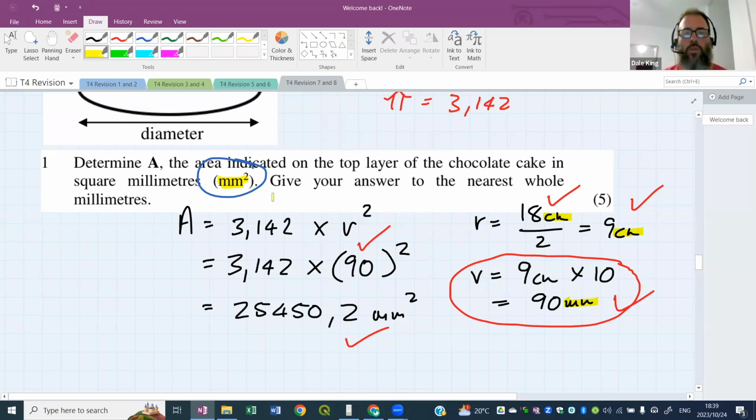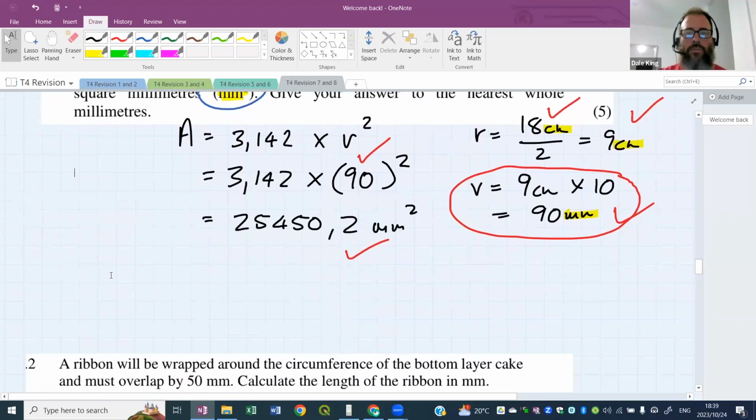So they're trying to trick you with a lot of little calculations that you have to do before you actually get to the formula. Be careful of that. Read the question carefully. Okay. All right. If there's no further questions on this one, we're going to move on.